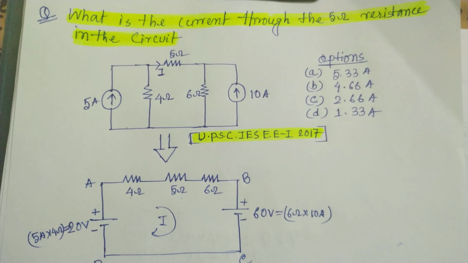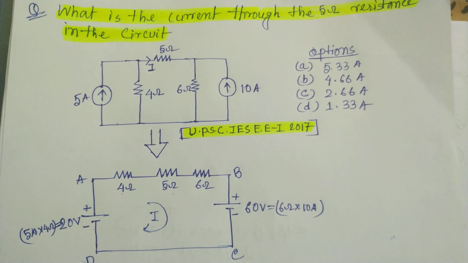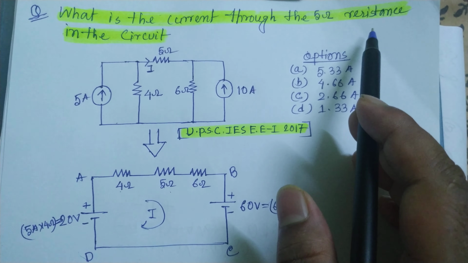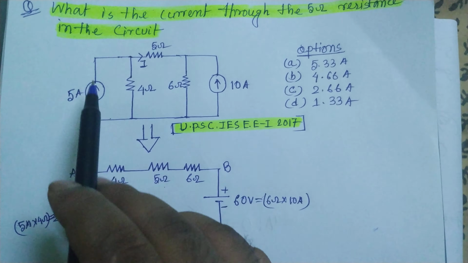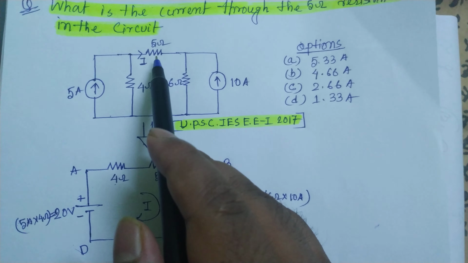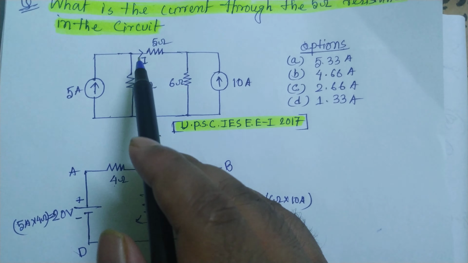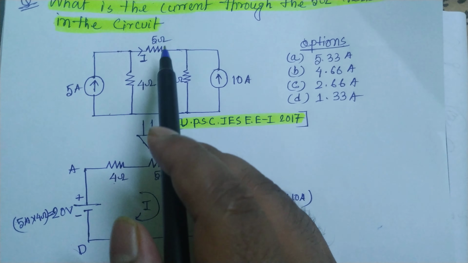Let's see how to solve the circuit. The question is, what is the current through the 5 ohm resistance in the circuit? Here is the circuit. This is the 5 ohm resistance. We have to find out the value of I, which goes through the 5 ohm resistance.